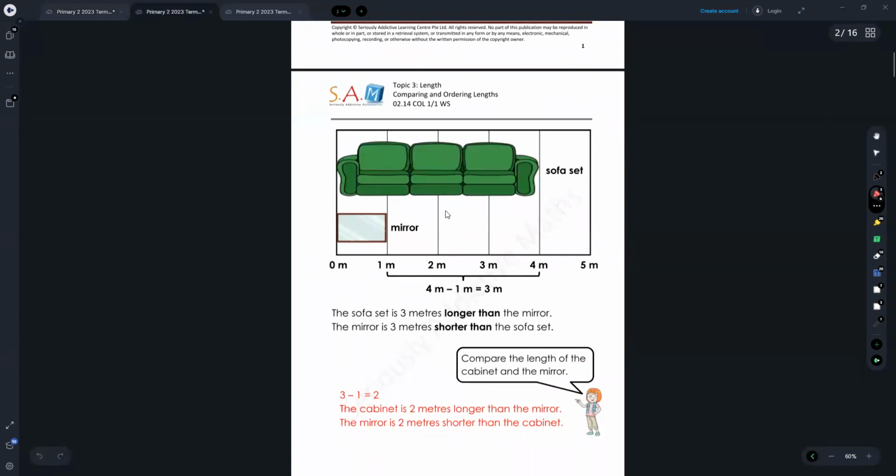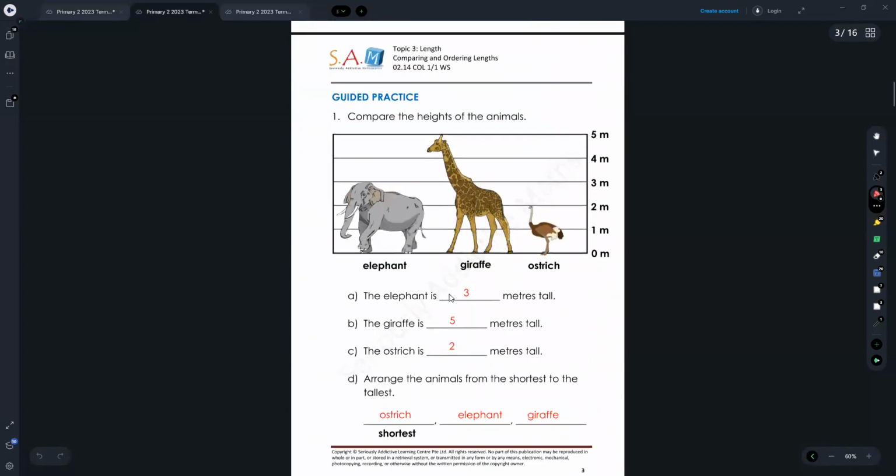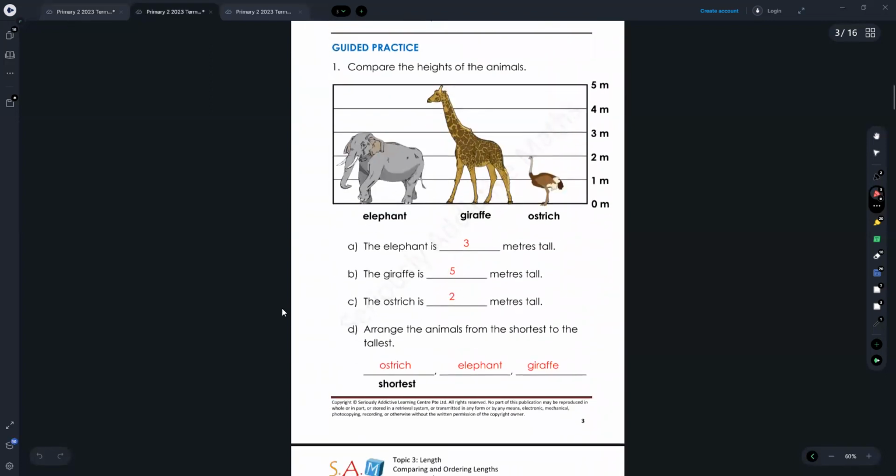Sometimes we may ask you the difference between the length and another object, the mirror. Like how much longer is the sofa, or how much shorter is the mirror? So here they have to find the difference. If the sofa is 4 meters, the mirror is 1 meter, 4 meters minus 1 meter equals 3 meters. Then get them to do the guided practice. This one will have no problem, I believe.